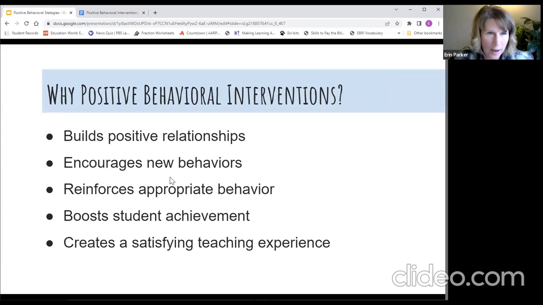So that's why positive behavioral interventions: because it builds positive relationships, encourages new behaviors, reinforces appropriate behavior, boosts student achievement, which is important, and creates a satisfying teaching experience. And we all know how important that is. So just a little background on where this comes from and why we want to focus on this.